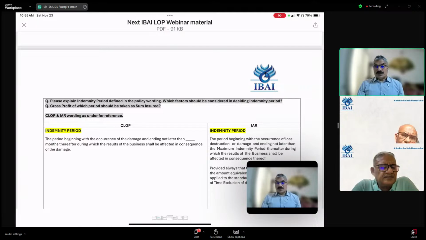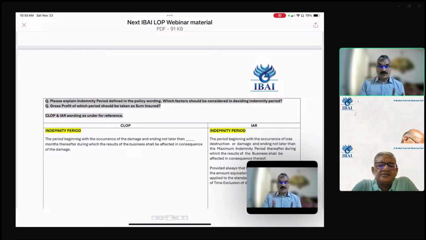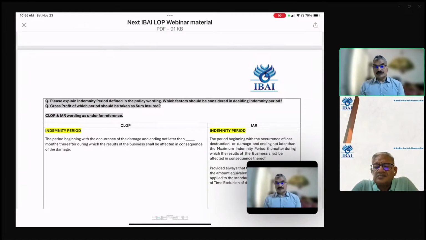See, the policy doesn't say any exclusion, saying that loss of market is excluded or something. The business has to be affected. Your business got affected, that's it. How long did your business get affected? That is the consideration you should look at.